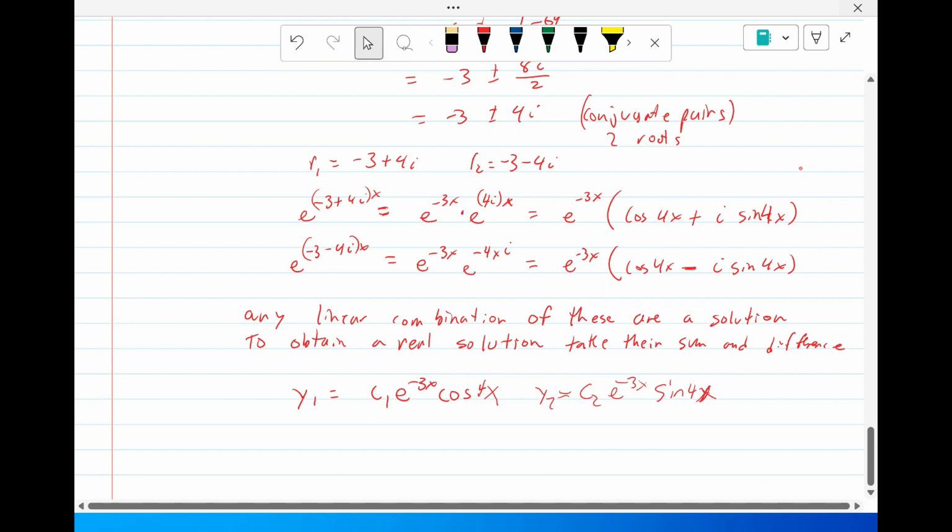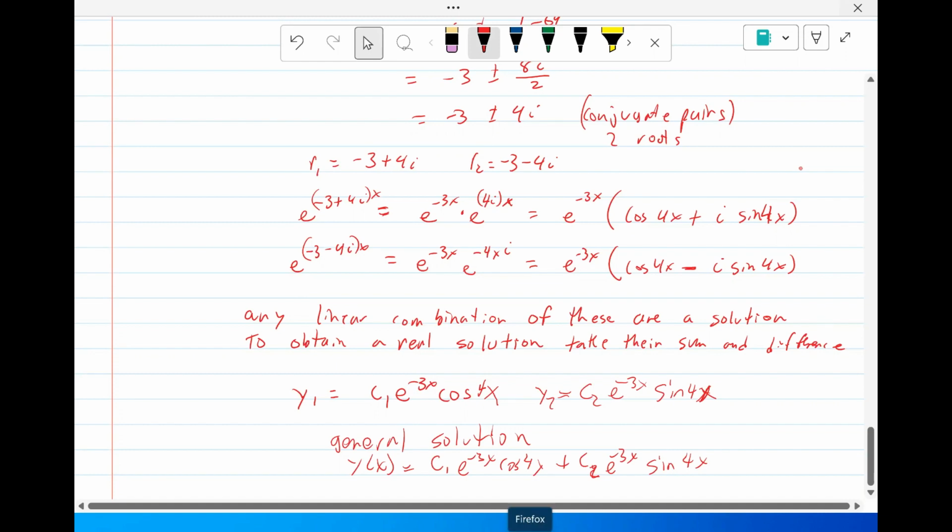Okay, so the general solution would be y of x equals c1 e to the negative 3x cosine 4x plus c2 e to the negative 3x sine 4x.